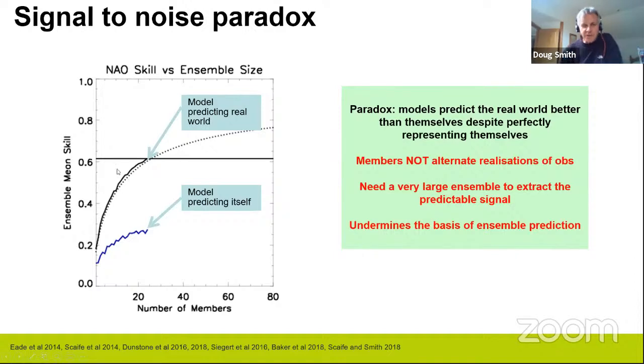And this is a paradox because the models perfectly represent themselves and are an imperfect representation of the real world. So logically, we would expect them to predict themselves better than they predict the real world. And in fact, it's the other way around. So this shows that model members are not alternate realizations of what could have happened in the presence of chaos. It shows that we need a very large ensemble to extract the predictable signal. And this really undermines the basis of ensemble prediction.